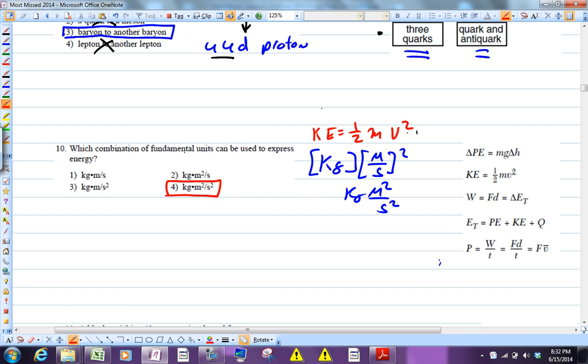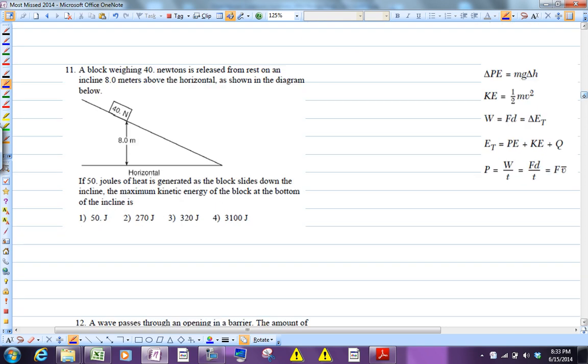Worth noting, we can do this with any of the energy equations. If we'd done this with potential energy, the gravitational potential energy would be mgh. That would be, again, kilograms meters per second squared times meters. Either way, you wind up with the same thing.